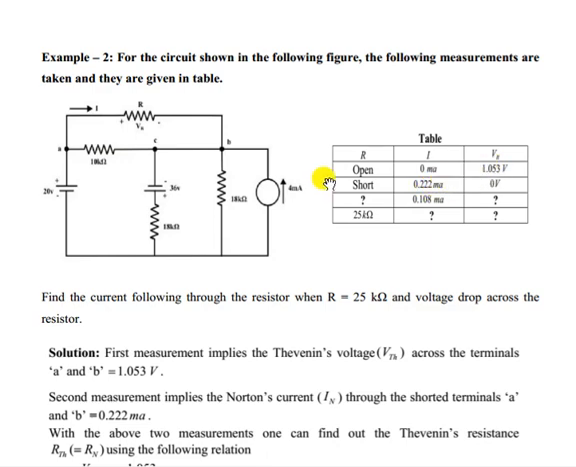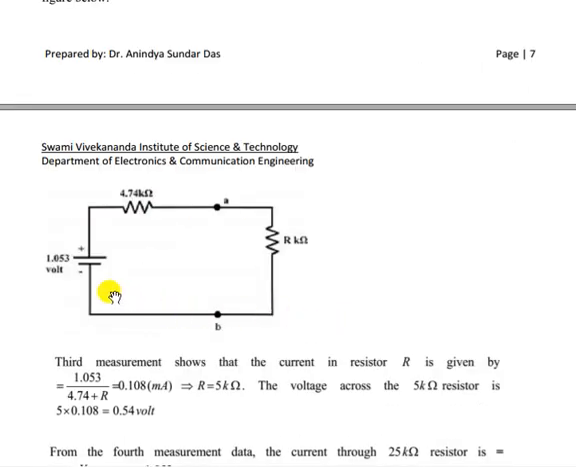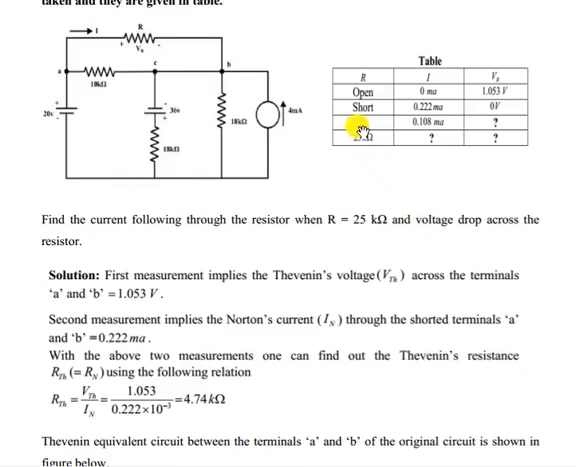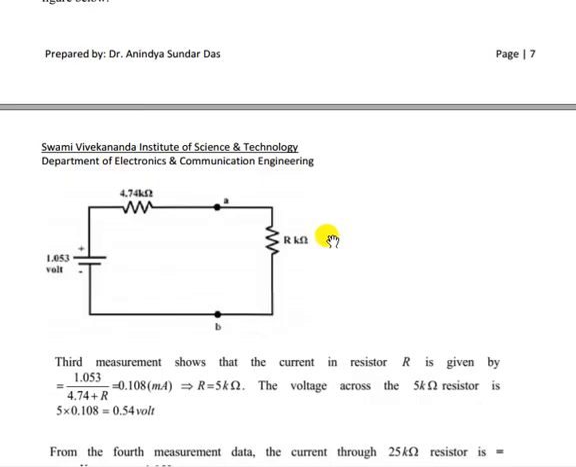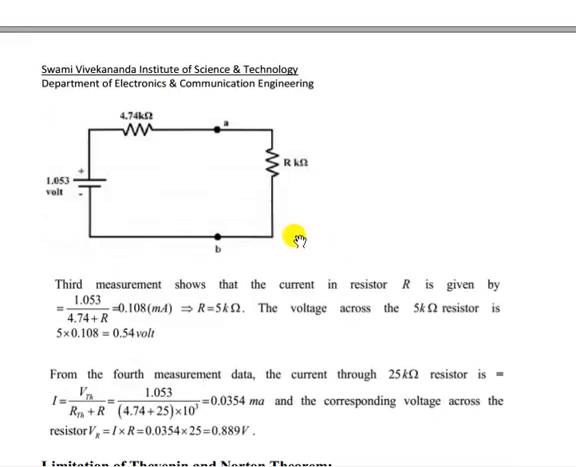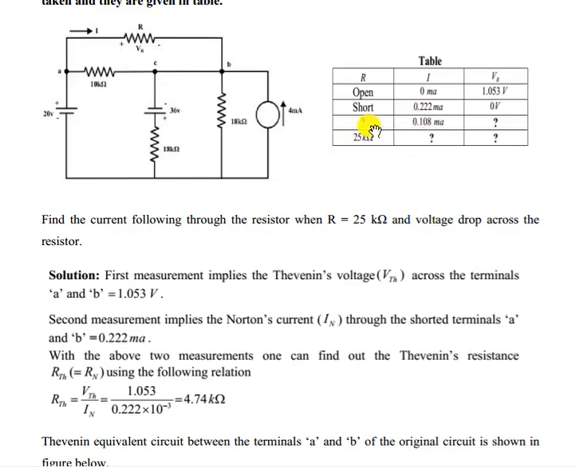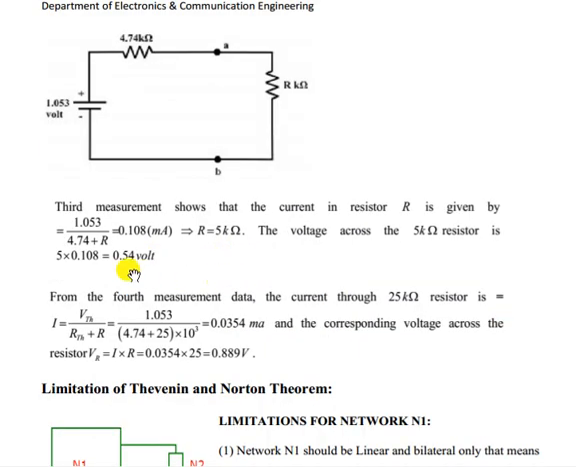So what we know? We know VTH and ISC. So we can find out RTH. Okay. So RTH is nothing but VTH by IN. So we got the value of RTH. So we know circuit like VTH, RTH, and this is the resistance R. Now here we have to find out the value of R. So I equal to what? I equal to nothing but VTH divided by RTH plus R. The current value is given. We have to find out R. So we can solve for that.